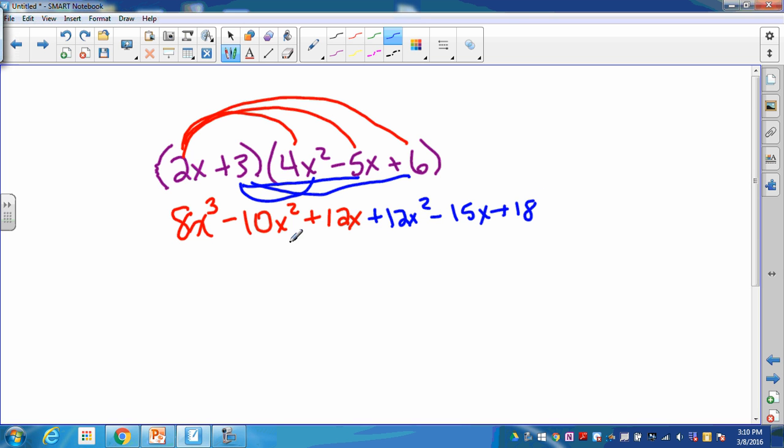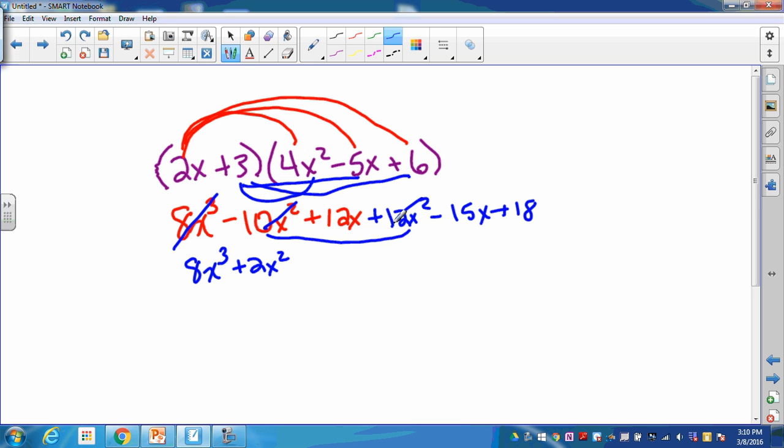Now, when you do these, again, you want to look for those like terms. Let's start with our x to the third. Are there any other x to the thirds? No. So that means I can just simply rewrite my 8x to the third. I'm going to mark it out to show that I'm done with that one. Now I've got some x squared. Here's another x squared, so we can combine those. That's going to give me plus 2x squared.